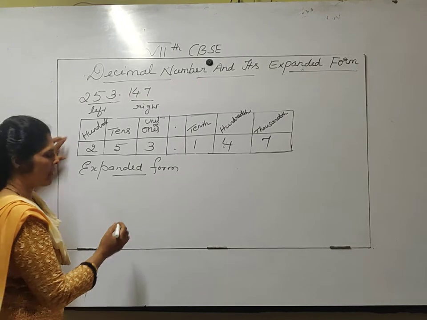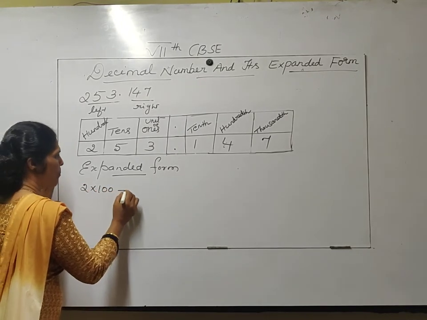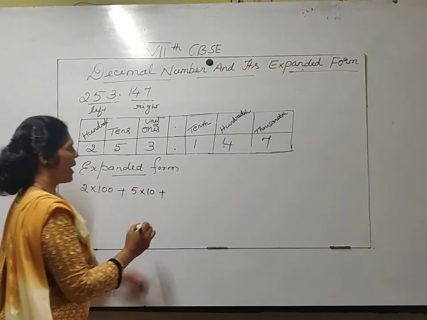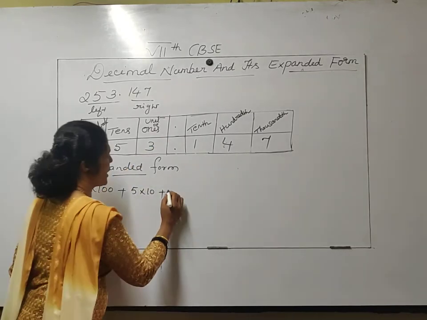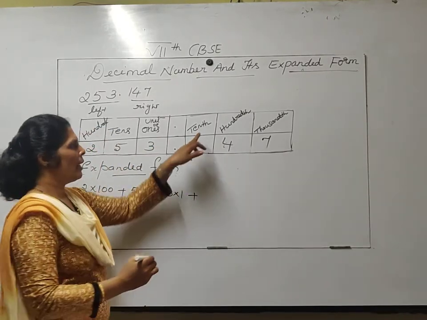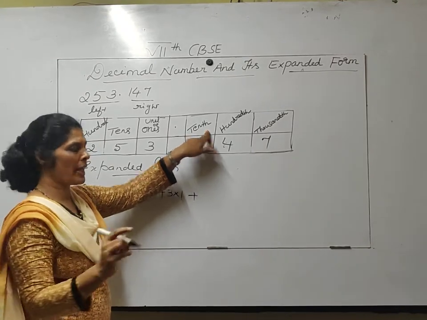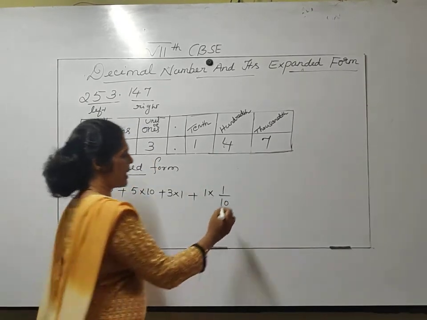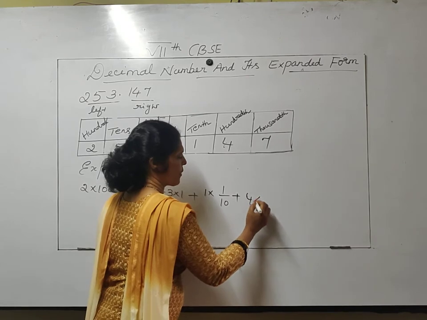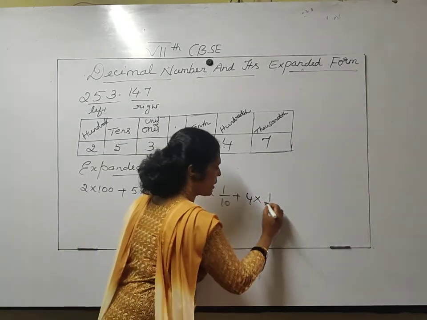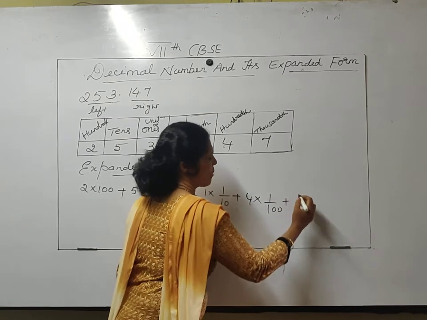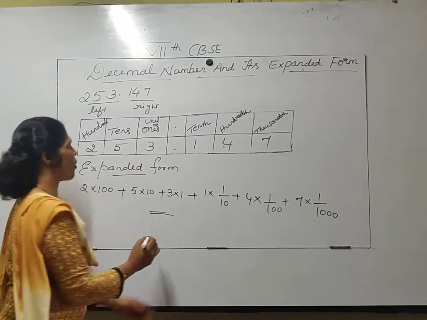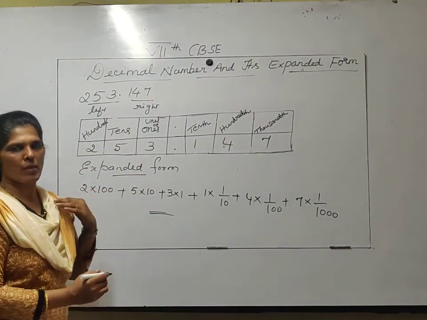2 is in 100, that is 2 into 100 plus 5 is in tens place, that is 5 into 10, and ones means 1, that is 3 into 1 plus 10th. How to write 10th? 1 by 10, that is 1 into 1 by 10. Second one, 4 into 100, 1 upon 100. Then 1000th means 7 into 1 upon 1000. This is the expanded form of 253.147.